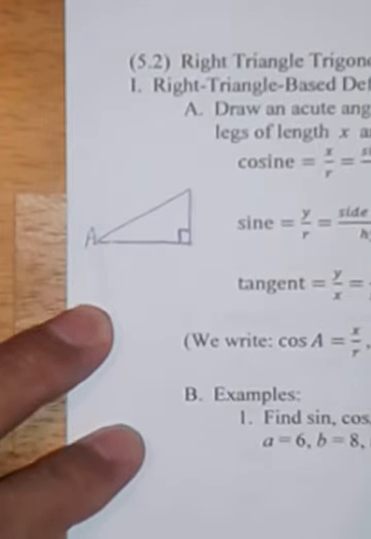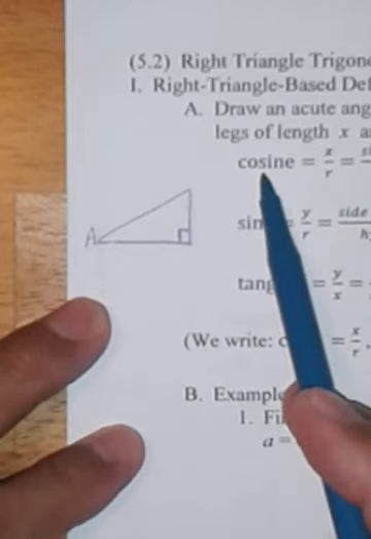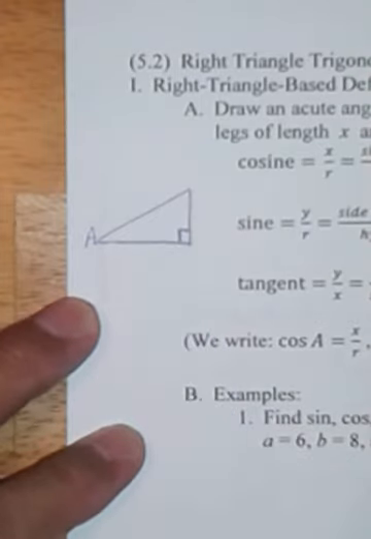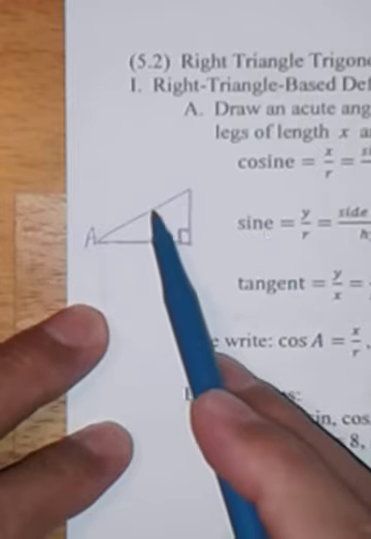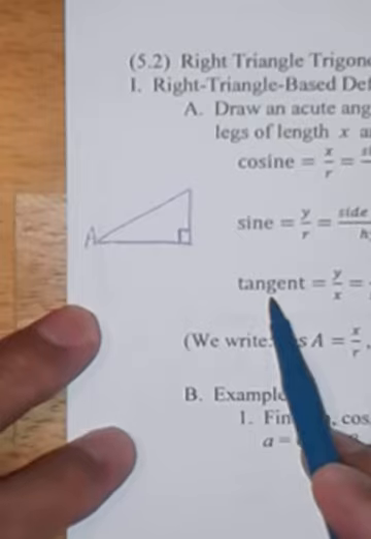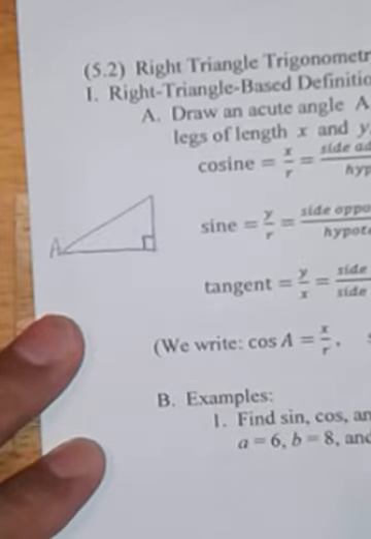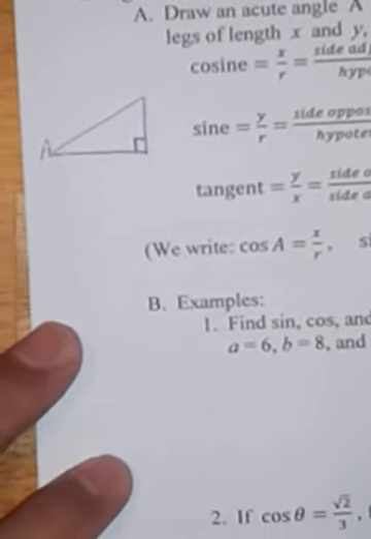The secant, which is the reciprocal of the cosine, by the way, is the hypotenuse over the side adjacent. The cosecant, which is the reciprocal of the sine, then would be the hypotenuse over side opposite, and the cotangent, which is the reciprocal of the tangent, so it'll be side adjacent over side opposite. Okay, and those are the definitions of our 6 trig functions. All right, so let's work an example.